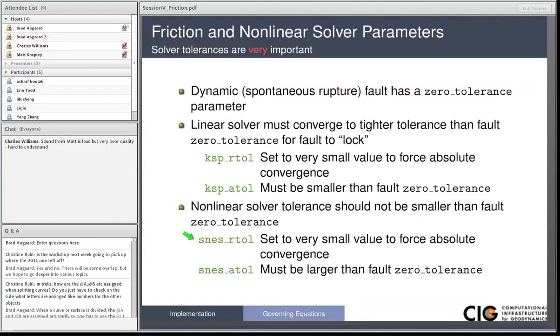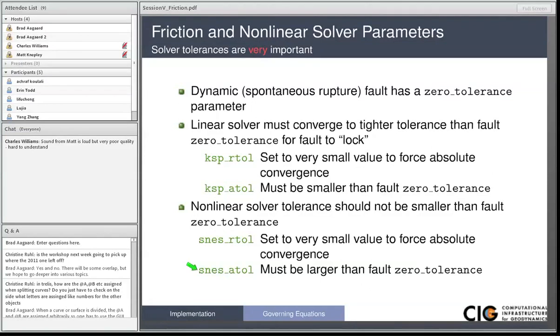Again, we want to deal with absolute tolerances, not relative tolerances. And so we'll set the SNES relative tolerance to be a very small value, 10 to the minus 20, just like our KSP relative tolerance. And then we'll set our SNES absolute tolerance to be 1 to 2 orders of magnitude larger than zero tolerance.